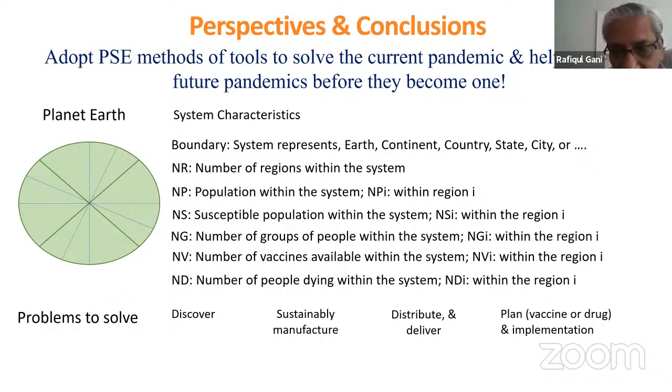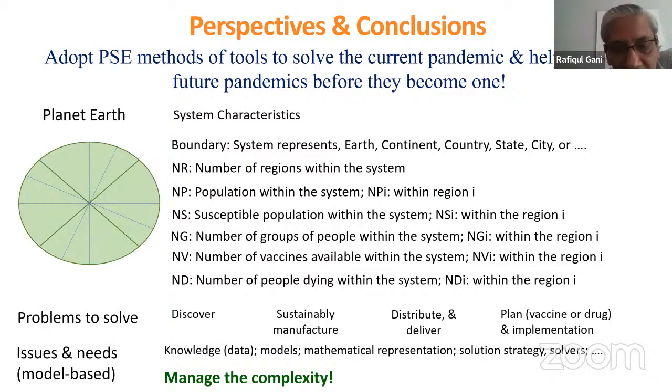In addition to the vaccine allocation that I've explained, we can also have discovery of the vaccine or the drug, sustainable manufacturing of the drug or vaccine, distribution and delivery, that is planning and scheduling of that. And the final one is to plan and implement the vaccine allocation, giving of the vaccine. So optimal distribution so that the death is minimum. And then again, you need knowledge and data, models, mathematical representation, solution strategy, solvers. That means we manage this complexity.